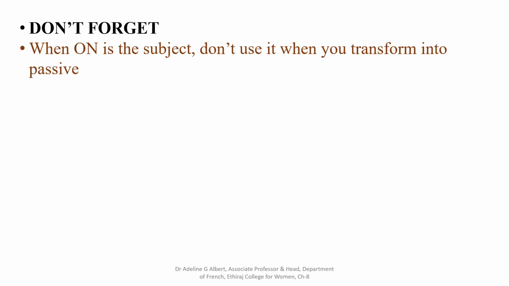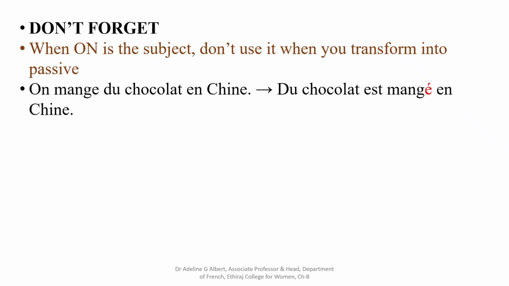Don't forget, when on is the subject, you don't use par when you transform it into passive, because on cannot be shifted to the end of the sentence. For example, on mange du chocolat en Chine. On mange du chocolat en Chine. Du chocolat now has become your new subject.